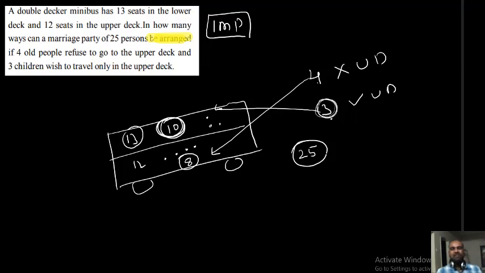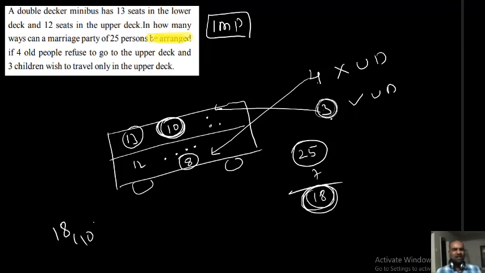But how many persons are left with us now? 4 plus 3, 7 have taken their places. So 25 minus 7 is 18. So with us 18 persons are there. Now we want to accommodate 18 persons. First of all, what should we do? We want to select 10 from 18 to fill the upper deck. How many ways can you select? 18C10 ways you can select.